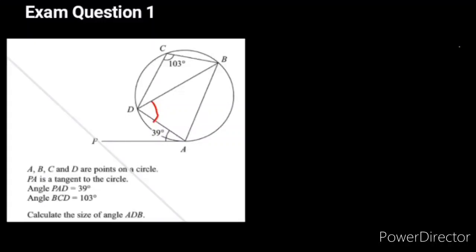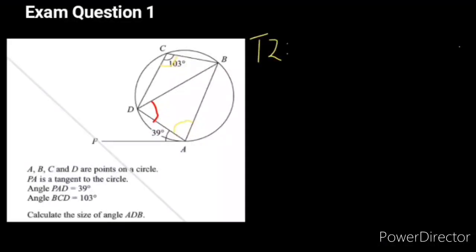So the first thing we do is assess our circle. We know we have a cyclic quadrilateral and we have a triangle in our circle. We also have a tangent. We know in a cyclic quadrilateral, opposite angles add up to 180 degrees. And that's according to theorem 2.